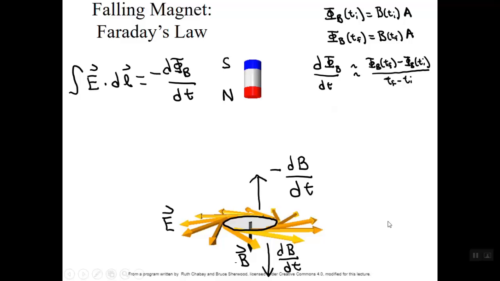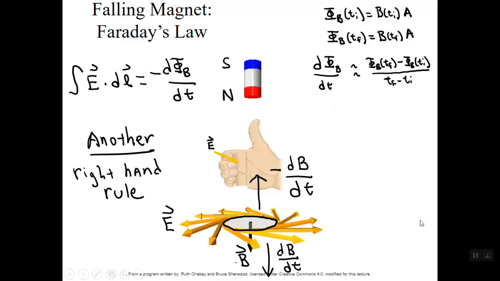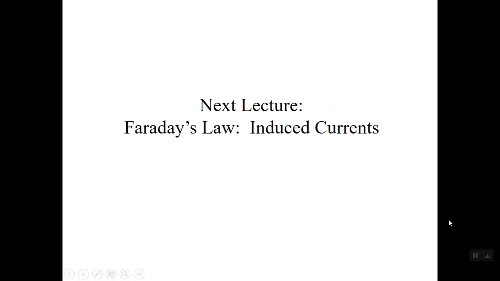We use another right-hand rule. Stick the thumb of your right hand in the direction of minus dB/dt and curl your fingers as shown. If you look at the tips of your fingers, they point in the direction of the curly E field, counterclockwise in this case. That's the essence of Faraday's law. In our next lecture, we'll discuss how these curly E fields can produce currents.